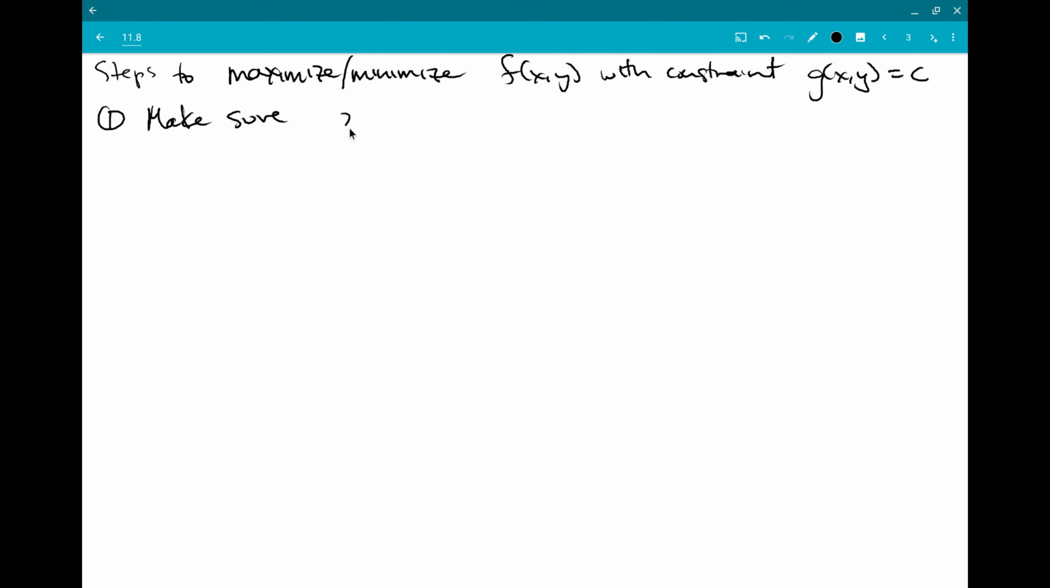So make sure you're looking at some z equal to f of xy. You don't have the variable z in this. And some constant number c equal to g of xy. A lot of the time, you're not going to just be told g is this thing. So you do have to identify what g is and make sure it's equal to a constant number.